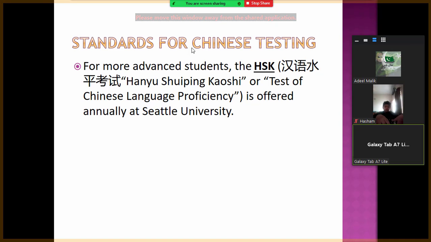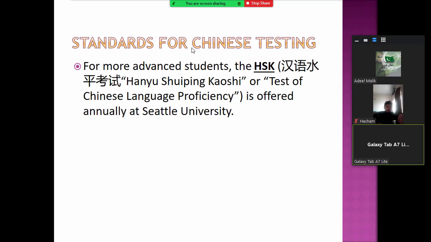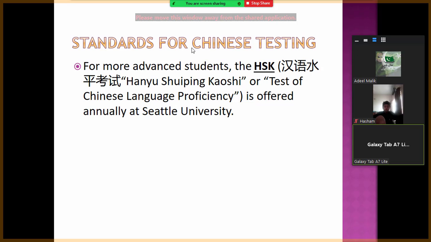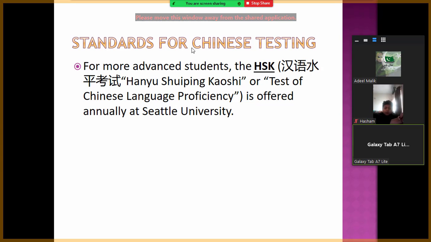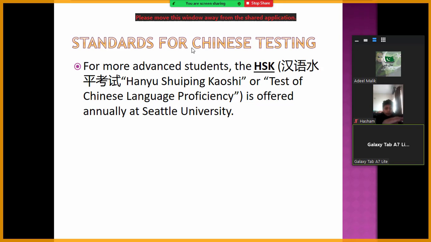Here is the standards for Chinese test. Like you already know, advanced students there, HSK, Han Yu Shui Ping Kao Shi, or test of Chinese proficiency. Chinese language proficiency is offered annually at different universities, Confucius institutes in Islamabad, and many other cities. That is called HSK 1, HSK 2, HSK 3, 4, up to 6. In the same way, they also take a test of listening and speaking. That is called HSKK 1, 2, 3, like that.